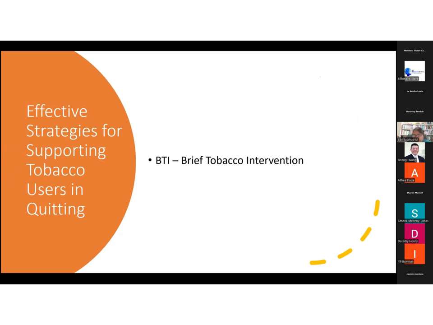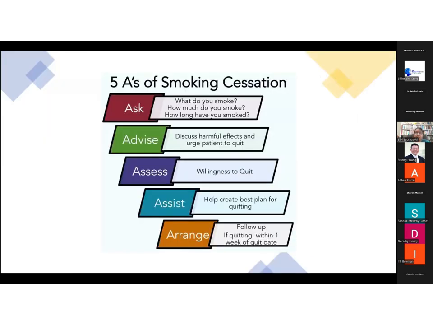The brief tobacco intervention is basically spending 3 to 5 minutes with your patient. This could be done by the physician, by the asthma COPD educator, by nurses, by respiratory therapists, anybody on the floor once they know how to do the BTI. In the BTI, you're looking at the 5 A's to smoking cessation, where you ask, advise, assess, assist, and arrange.